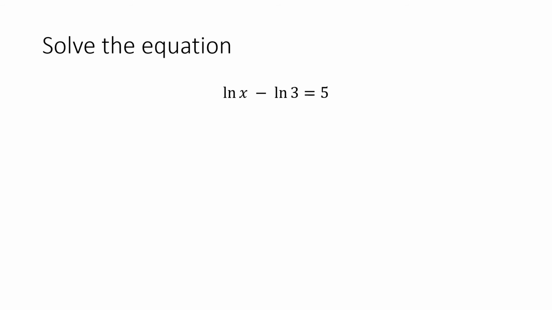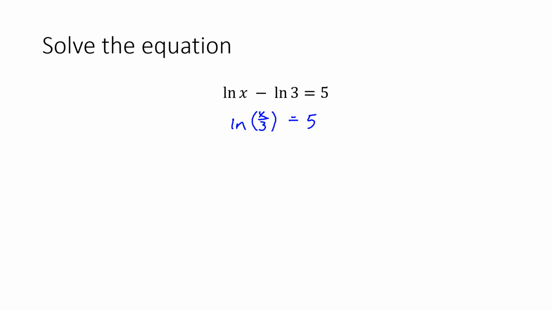Pause the video, try and see if you can come up with this answer yourself. So what we would do here is we would need to condense this down to one natural logarithm. So our log rules again say log x minus log y has to equal the quotient of those logs. So we're going to get this part here to be natural log of x over 3. And it's still equal to 5.